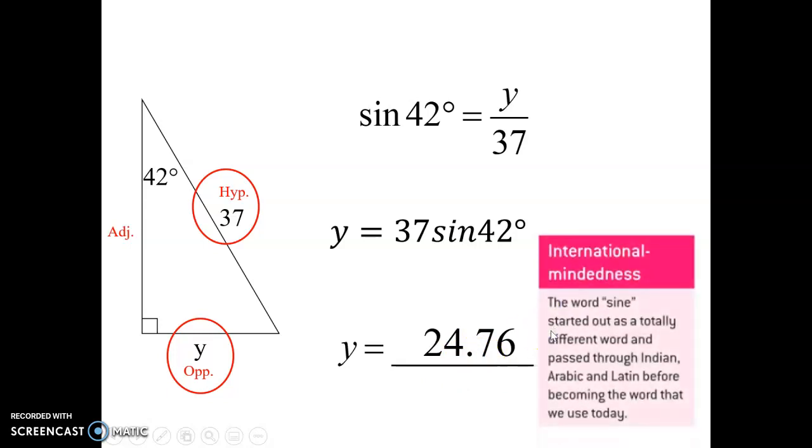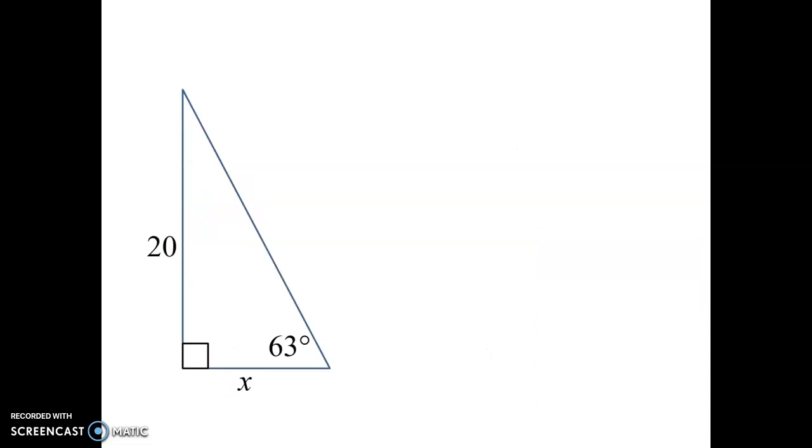A little bit of history here. The word sine started out as a totally different word, and it passed through Indian, Arabic, and Latin before becoming the word we use today. So basically, it was passed culture to culture, and they kind of changed the word it originated as. It was mispronounced over time, and then it became sine. Interesting history. Okay, let's try another one.